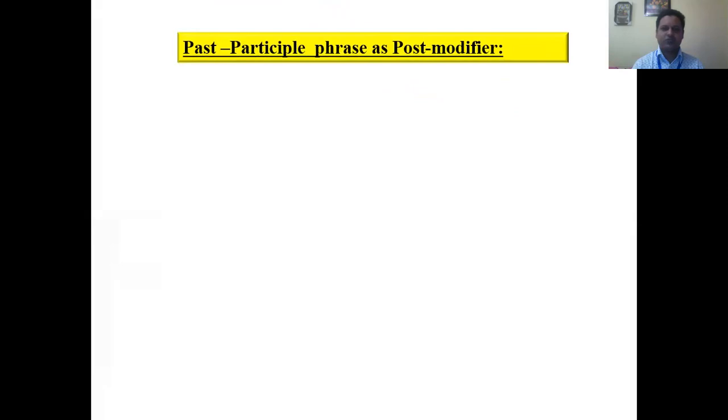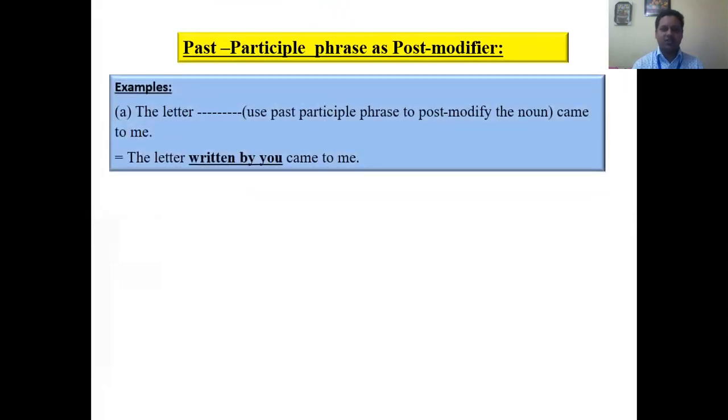Past participle phrase as post-modifier. Examples. The letter came to me. Use a past participle phrase to post-modify the noun. The letter is a noun. Now I have to use a past participle phrase after the noun so that it can post-modify the noun. So I have used the letter written by you. Written by you, past participle phrase. The letter written by you came to me. So the past participle phrase written by you has modified the letter. So written by you is a past participle phrase used as post-modifier.